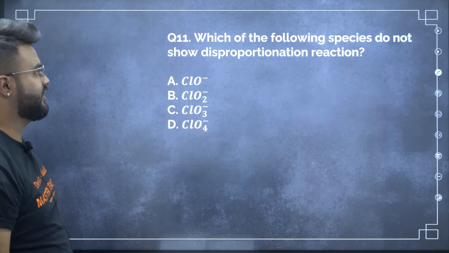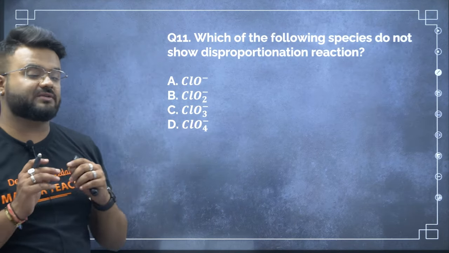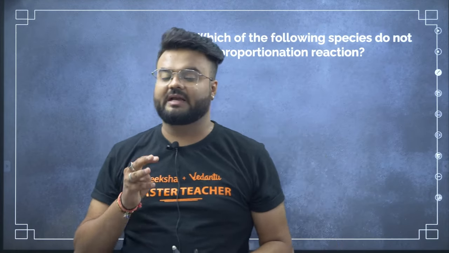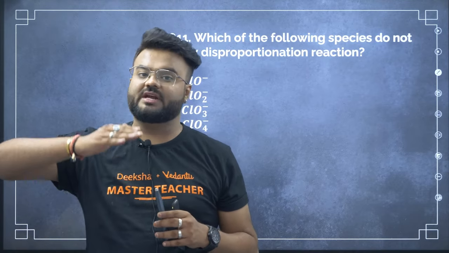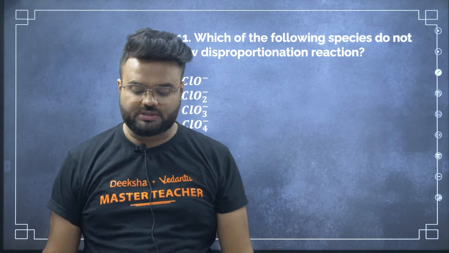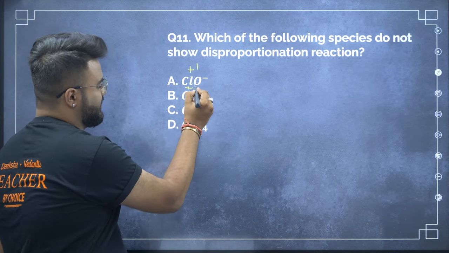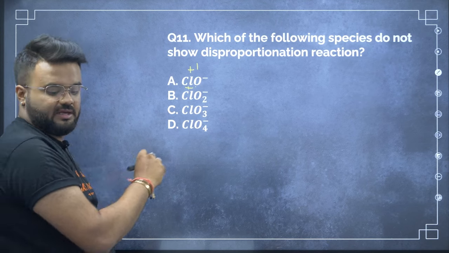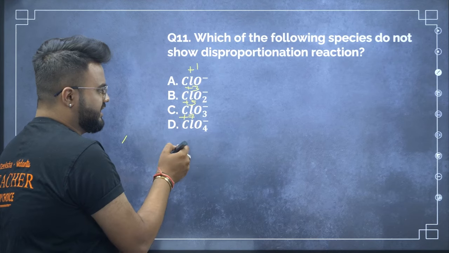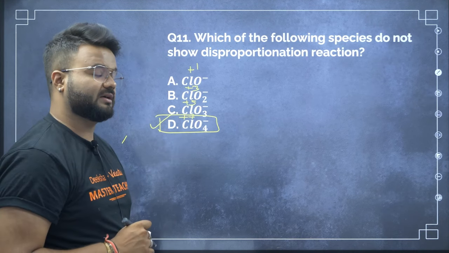Clear? Now coming back to which of the following species do not show disproportionation reaction, guys? I'll tell you. A disproportionation reaction occurs when the oxidation state of that element is intermediate. When the oxidation state of that element is highest, it will not show the disproportionation reaction. Now if I keep on writing the oxidation states, this will be plus 1, here plus 3, here plus 5 and here plus 7. So among these, which will not undergo the disproportionation reaction? Therefore option D will be your correct answer.